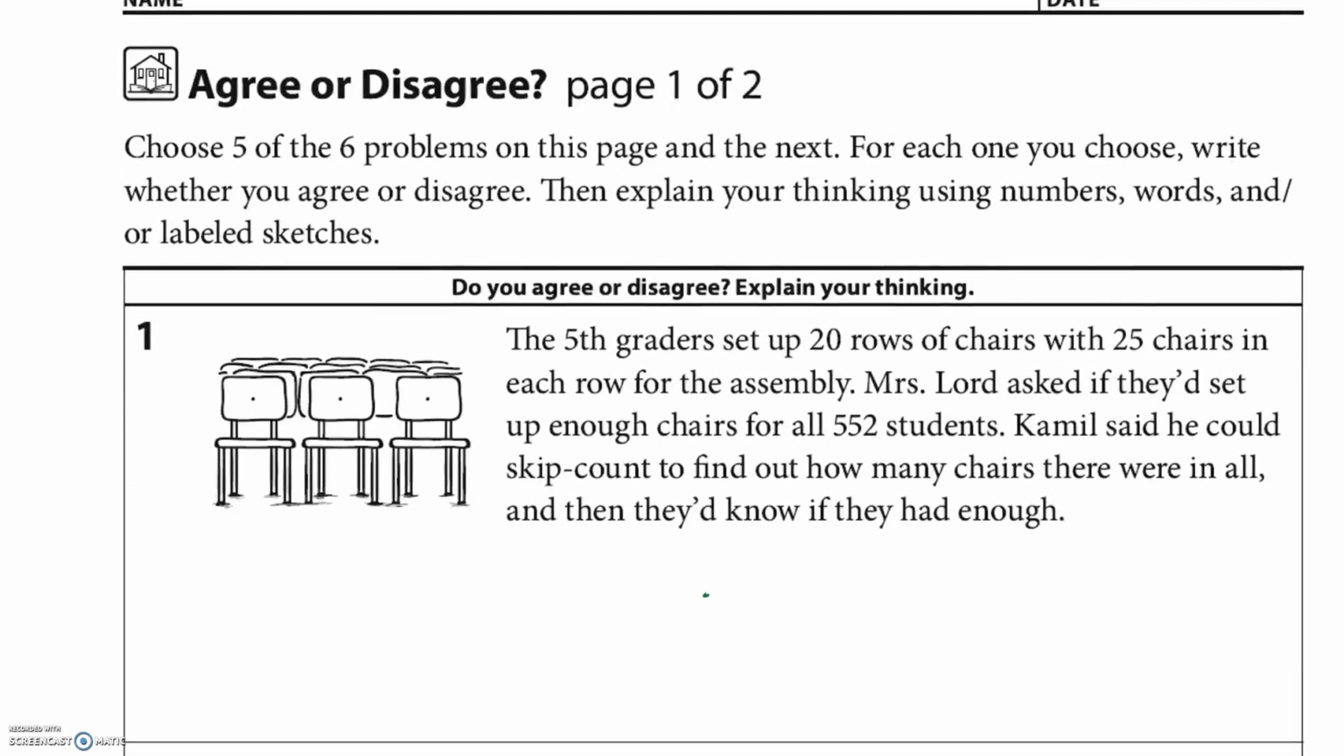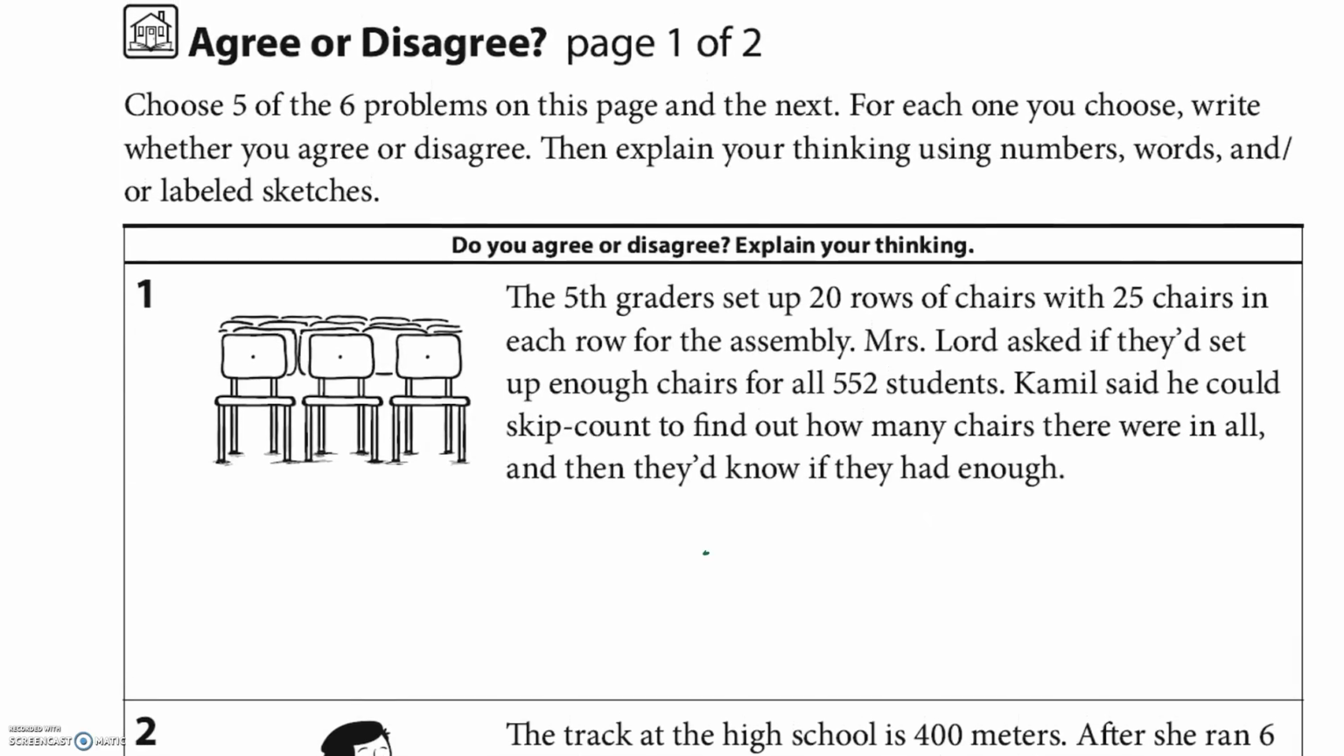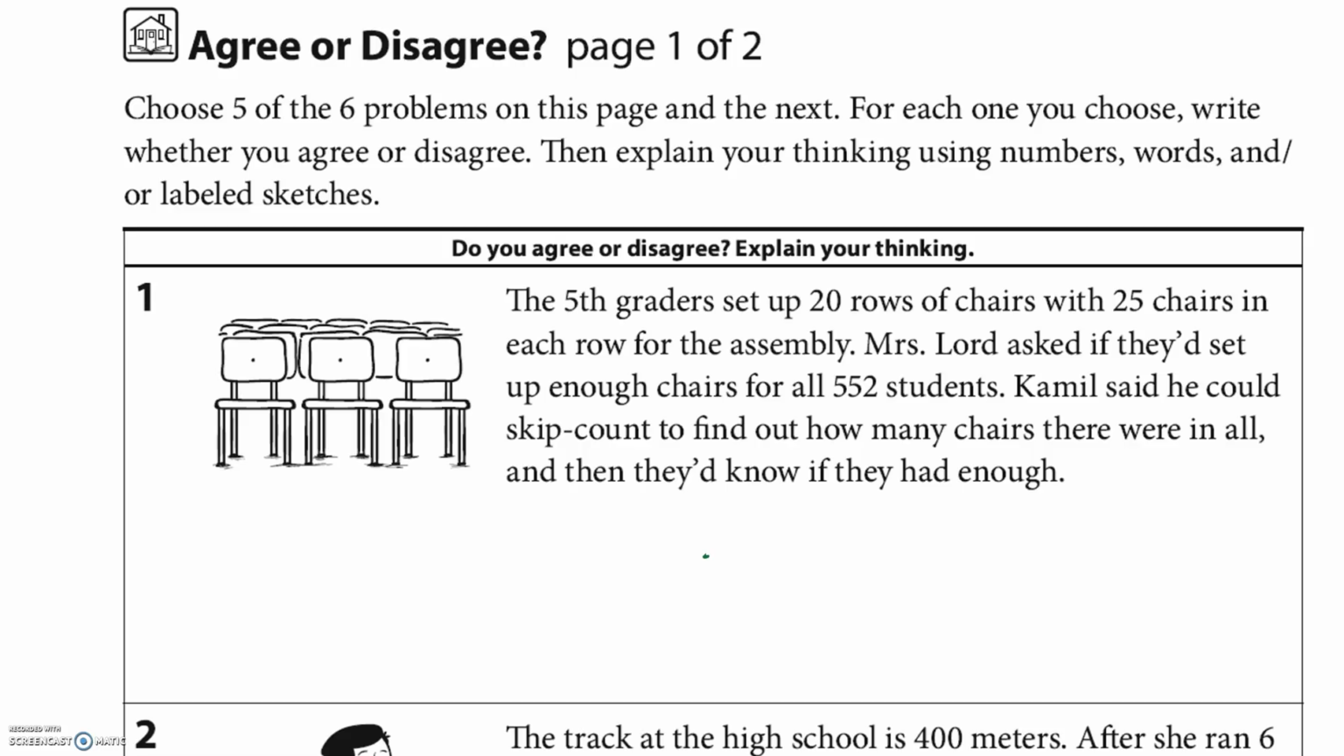So this first one is really interesting, because I think there's two different ways to look at this. The fifth graders set up 20 rows of chairs with 25 chairs in each row for the assembly. Mrs. Lord asked if they'd set up enough chairs for all 552 students. Helen Ballard has more than that. Camille said he could skip count to find out how many chairs there were in all, and then they'd know if they had enough.